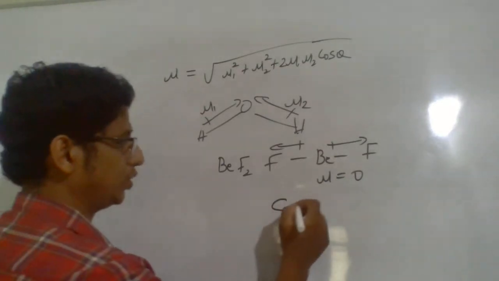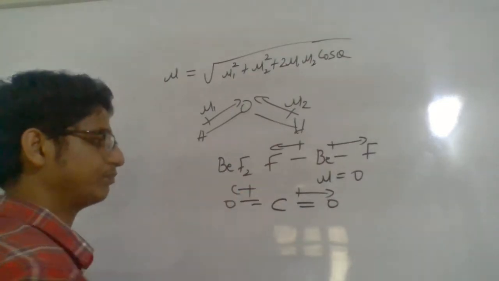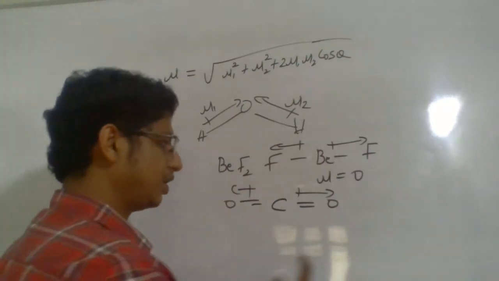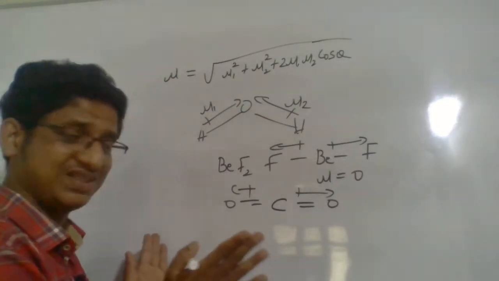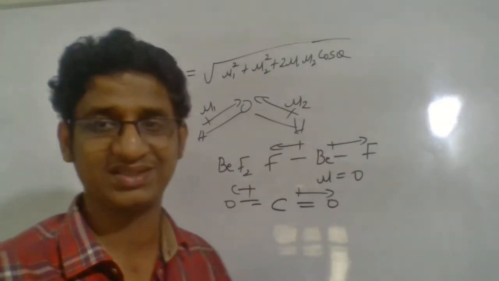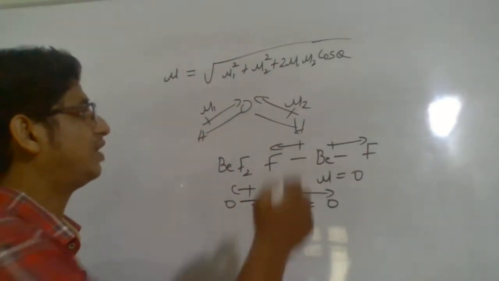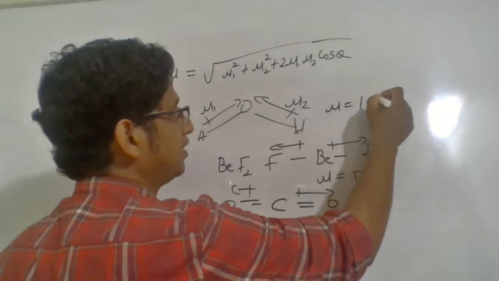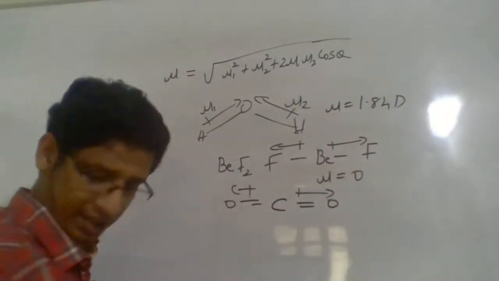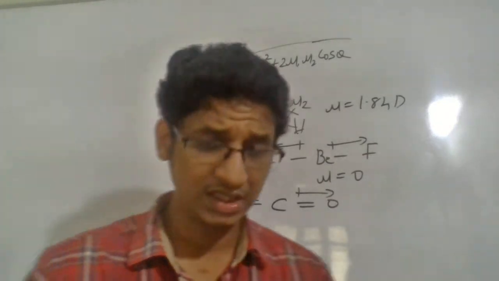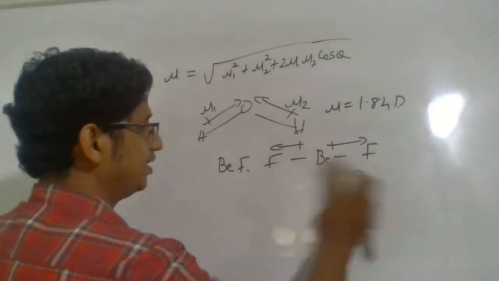Similar is the case with CO2. Carbon dioxide has a dipole moment equal to 0, because oxygen is more electronegative than carbon, but since it has a linear shape, the dipole moments cancel each other, so the net dipole moment will be 0. In the case of water, we have a net dipole moment equal to 1.84 D. You can keep that in mind. Water has a dipole moment equal to 1.84 D.